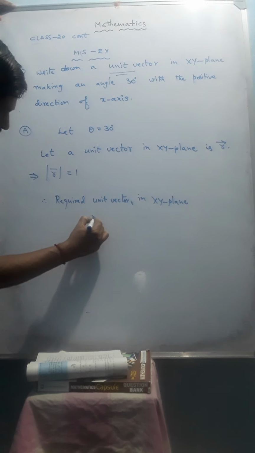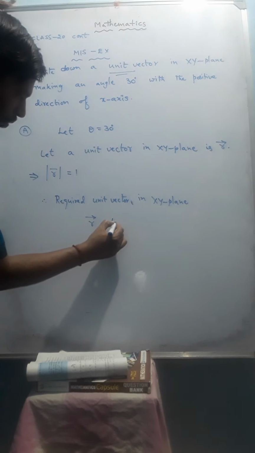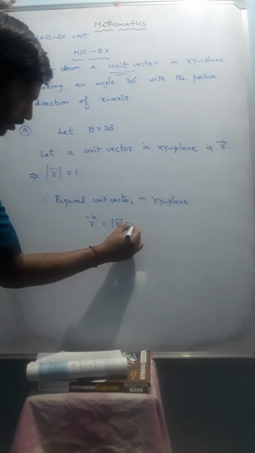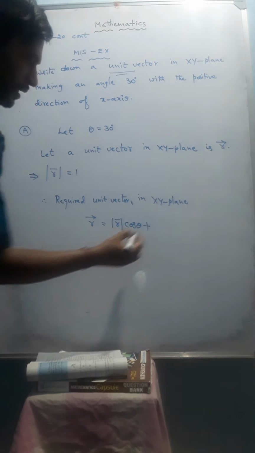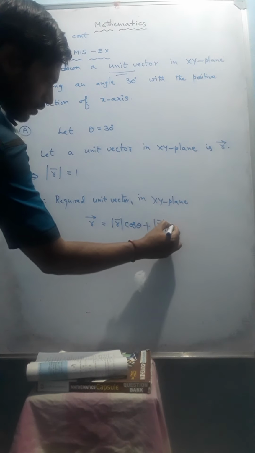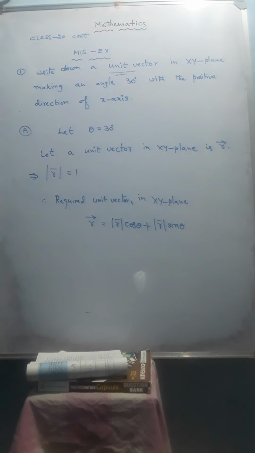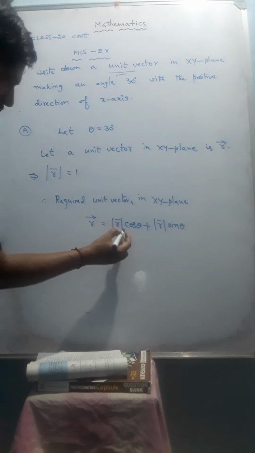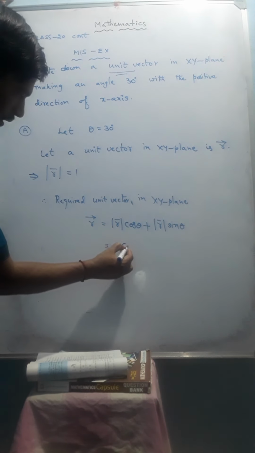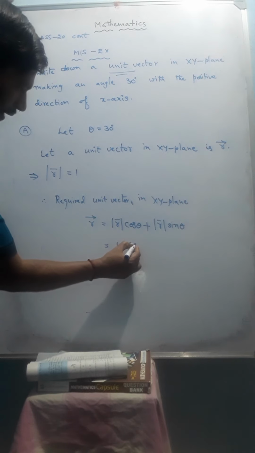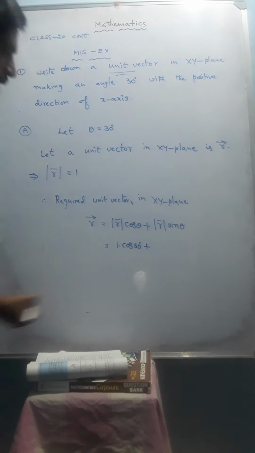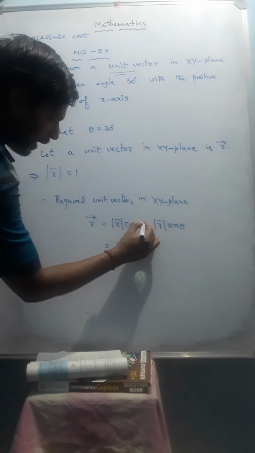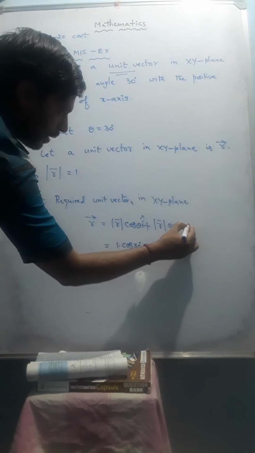r vector is equal to modulus r vector into cos theta plus modulus r vector into sin theta. That is the formula. Next, modulus r value is equal to 1. So 1 into cos theta, where the value is given 30 degrees, plus, sorry, here okay you can write i cap, here j cap, sorry.